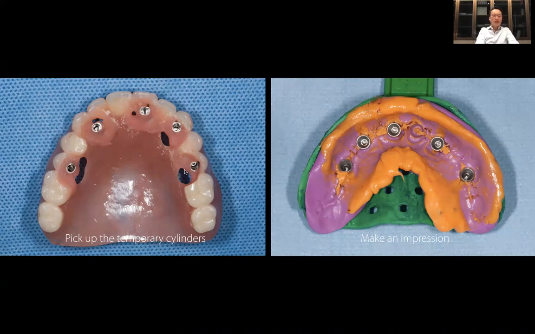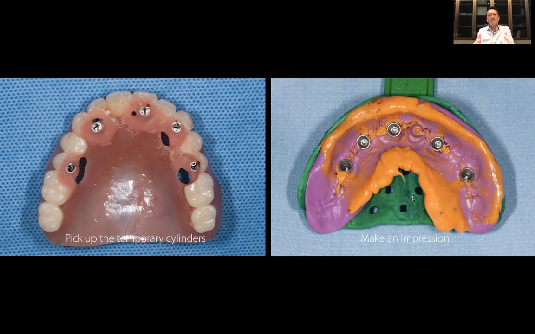So I attach temporary cylinders to the multi-unit abutments and put the denture back into the patient's mouth and then connect the temporary cylinder to my removable denture. I pick up the positions of the temporary cylinders. And then on top of that, I will also make an impression. And then I will send these two to my lab, okay?